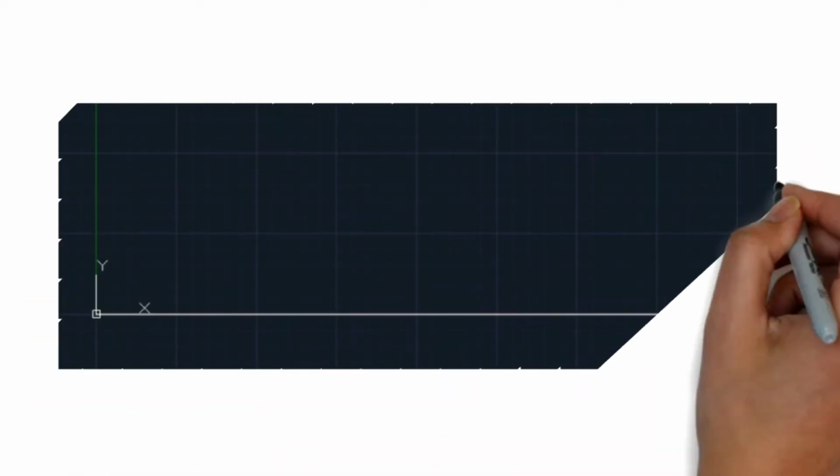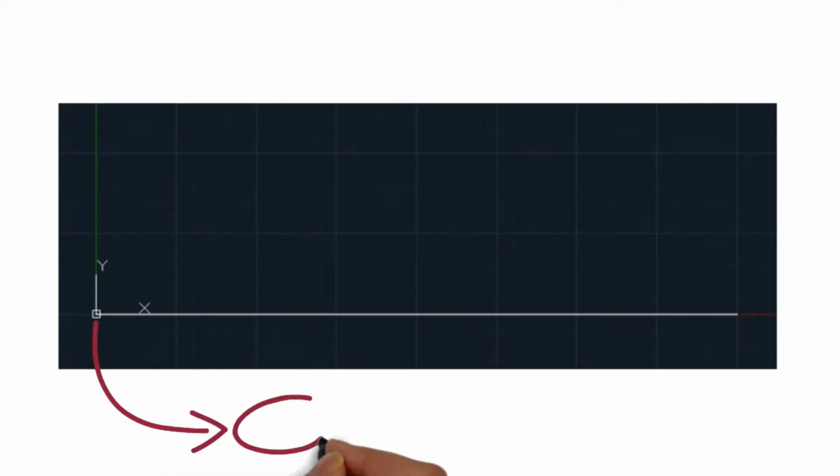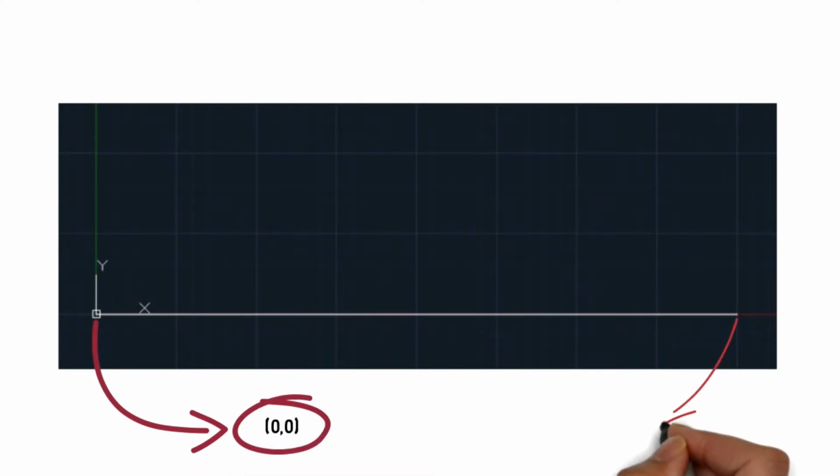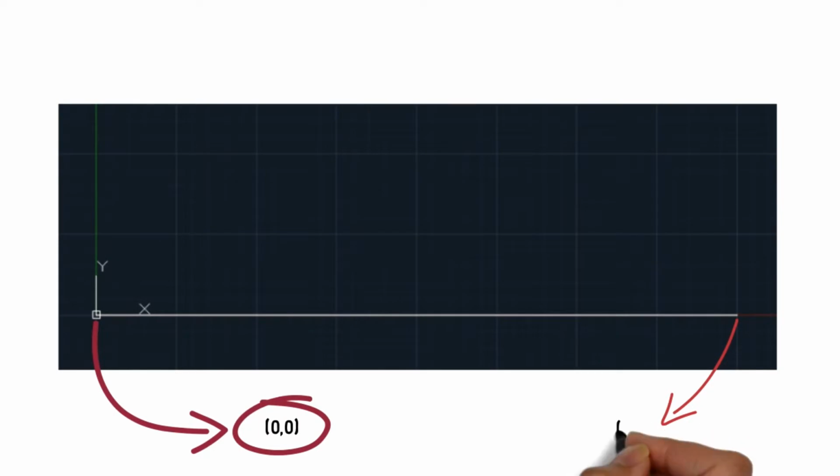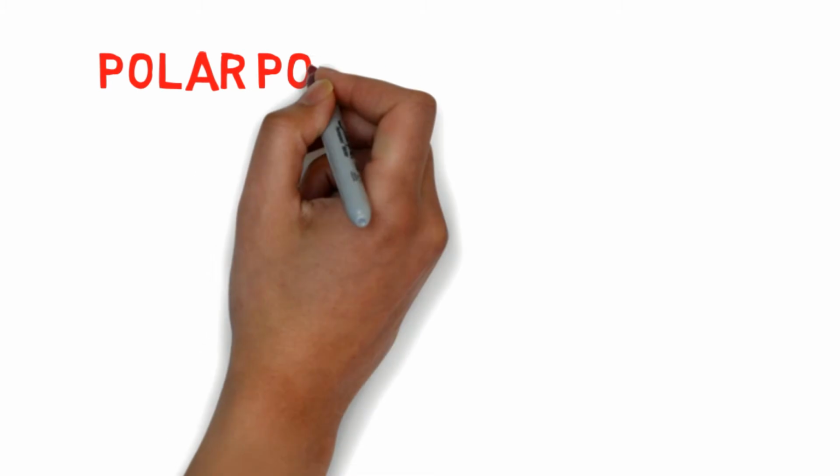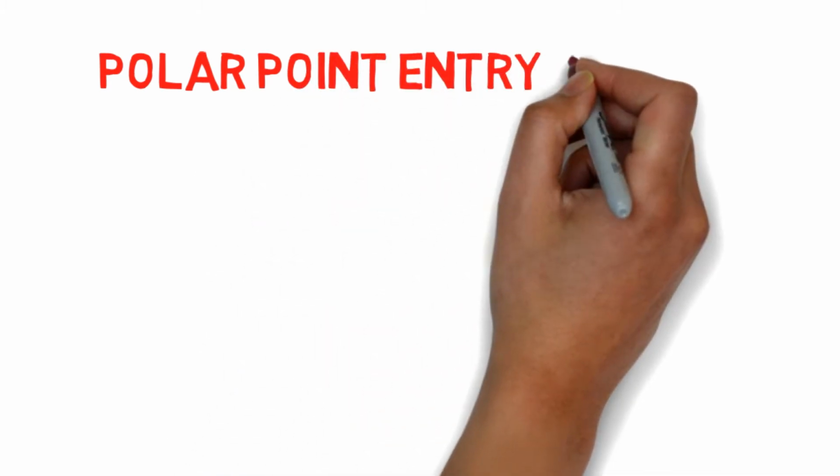You can see that a line is generated from 0,0 to point 20,0. Now the polar point entry system.